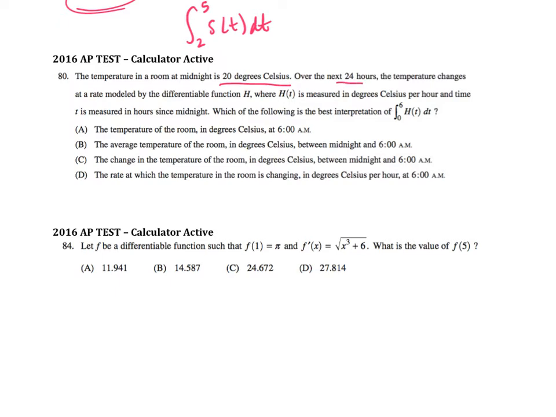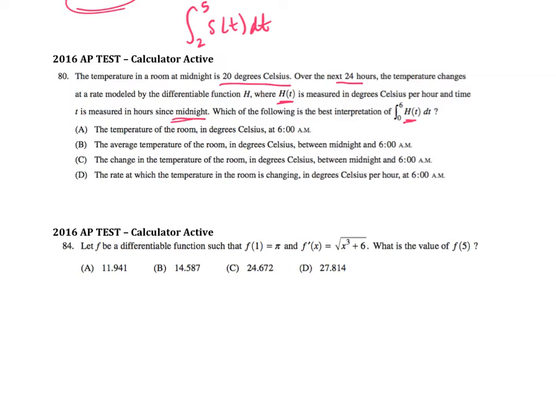All right, the temperature in a room at midnight is 20 degrees Celsius. Over the next 24 hours, the temperature changes at the rate modeled by H. Here's our H, and that's a rate in degrees Celsius per hour. Which of the following is the best interpretation of the integral from 0 to 6? And again, t is measured since midnight.